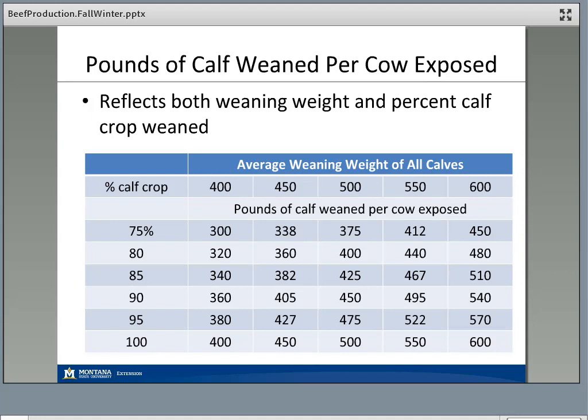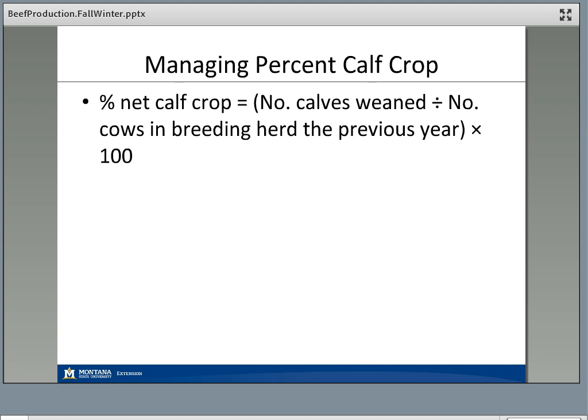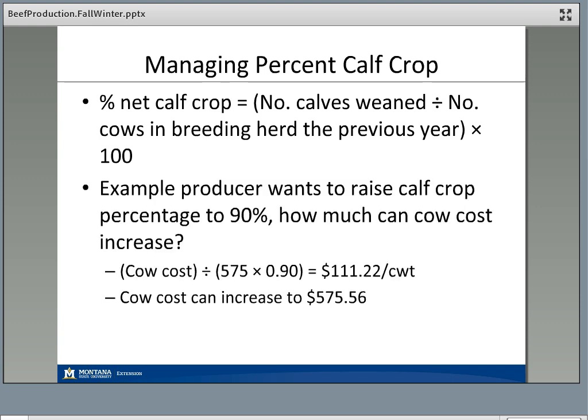So let's say our example producer that we've been looking at wants to raise his calf crop percentage from 86, I think I said, to 90. How much can the cow cost increase? We can take our break-even formula. We know that 575 is still going to be the weaning weight. We're going to change the calf crop to 0.9, and we're going to leave our break-even price at $1.11. If we want this to happen, we can spend an additional $25.56, so cow cost can increase from $550 to $575.56 in order to get that 90% calf crop and still have the same break-even price.